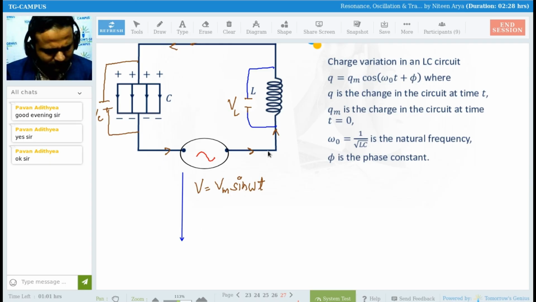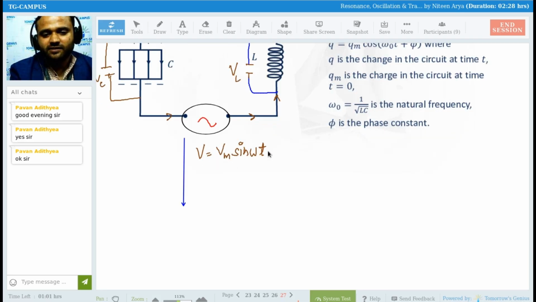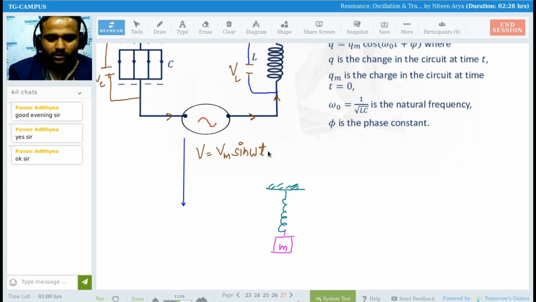In this particular circuit, I apply this particular voltage Vm. In the same case, this is my spring mass system. This is a spring attached, and this is a mass attached to this spring. The moment I apply a force in the downward direction, either downward or upward, either I extend this spring or I compress it. The moment I leave this, it is going to give me the frequency, or you can say oscillation, in this manner.